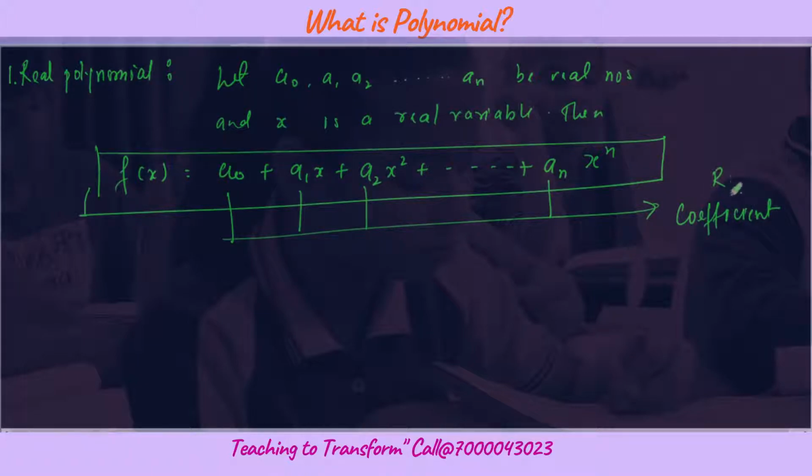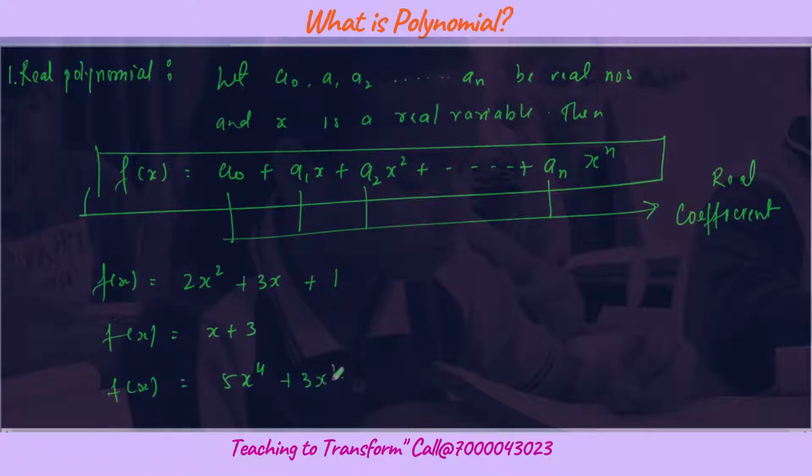They are real coefficients. For example, f of x is equal to 2x square plus 3x plus 1, or f of x is equal to x plus 3, or f of x is equal to 5x to the power 4 plus 3x square minus 4x minus 1. These are some examples of polynomials.